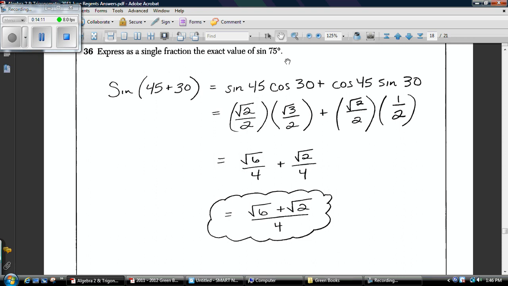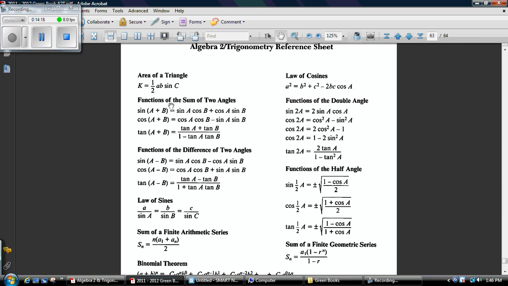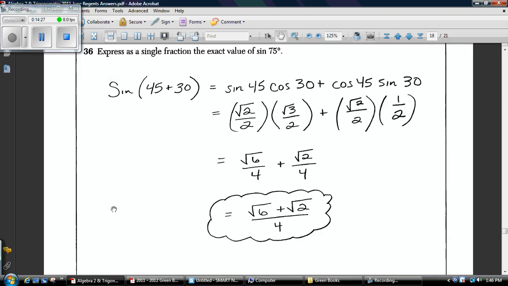This, find the exact value of sine 75 degrees, is in your reference table. That's what these do. These help you find the exact value of sine, cosine, tangent. So I used this one right here. I broke 75 up into 45 and 30 because I know those. And then I used my calculator, right? This is going to be 0.7071. That's rad 2 over 2. And this is 0.866. Same thing over here. And then you just multiply and combine. Boom. You're done.